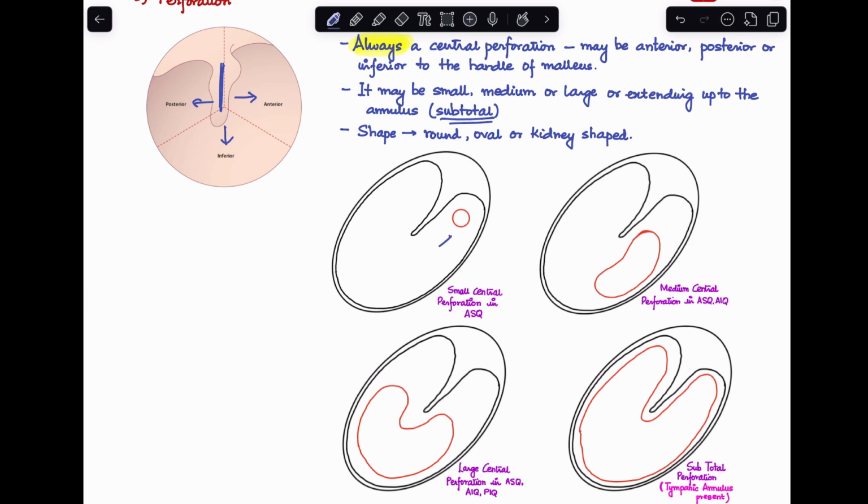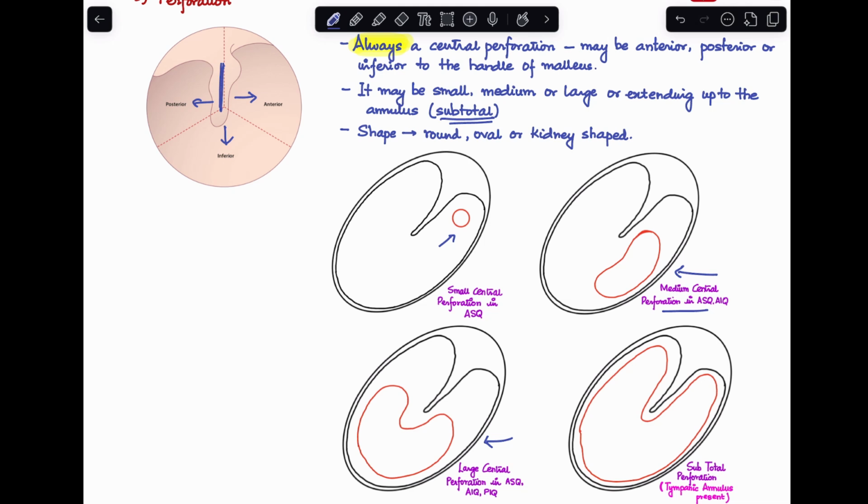In the first image over here, you can see that this is a small central perforation involving the anterosuperior quadrant. This one is a medium central perforation in the anterosuperior and anteroinferior quadrant. Third image over here is a large central perforation, which is kidney-shaped, and you can see that this is involving three quadrants: the anterosuperior, anteroinferior and posteroinferior quadrants.